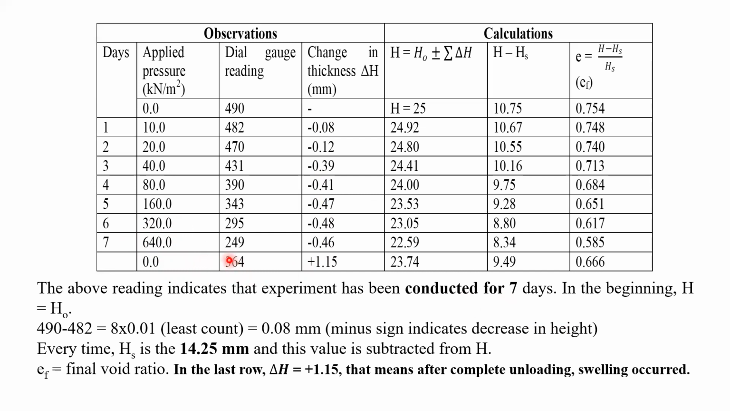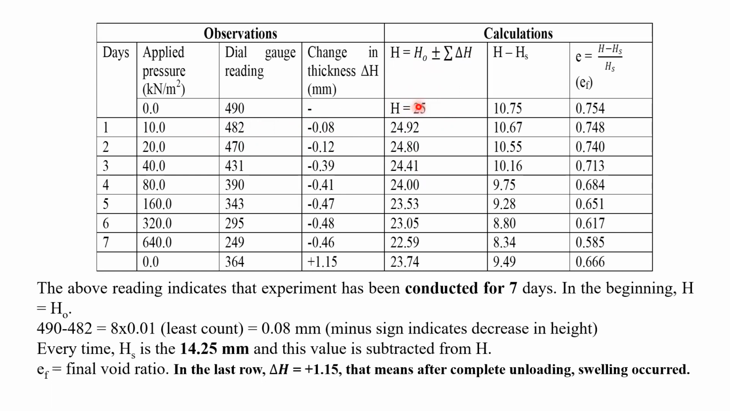Once it expands, then this minus we are going to consider as a plus sign, because of the swelling of the sample, no load is there. You can see here, by using the formula H is equal to H0 plus minus delta H, H0 is the initial thickness. So what we shall do? We shall subtract these values from 25. This value is going to be subtracted and we can get the values of this H.